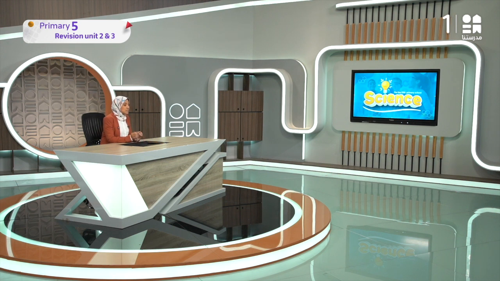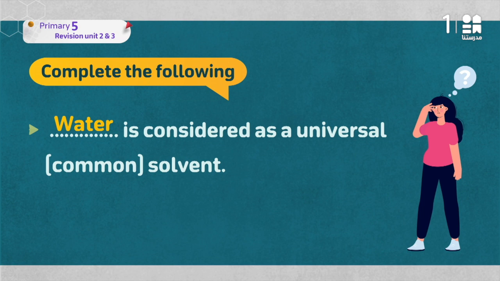Complete the following. Which is considered as a universal common solvent? Common solvent means we use it very often. It's a specific substance, which is the water. Water is the most common solvent that we use. Why? Because thousands of substances are dissolved in it. So we call it a common solvent.